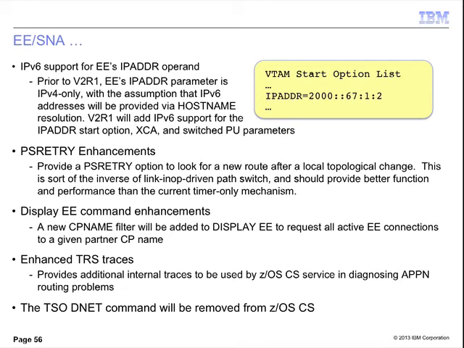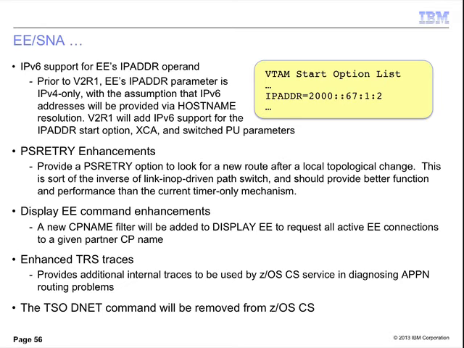Next chart, IPv6 support for the IP adder operand. When we implemented IPv6 support for EE back in V2R1 a long time ago, our belief at that time was that people using IPv6 would be very dependent on good host names and an effective DNS infrastructure, that they would not want to code IP addresses manually, such as the one you see in the picture here.